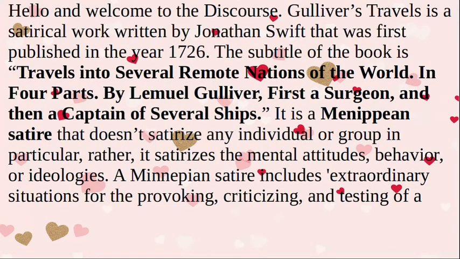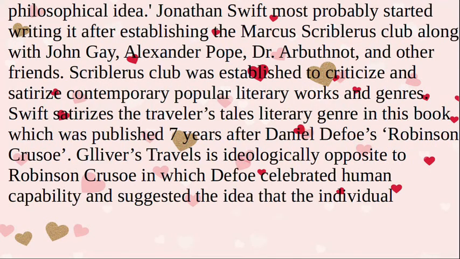It is a Menippean satire that doesn't satirize any individual or group in particular, rather it satirizes the mental attitudes, behavior or ideologies. A Menippean satire includes extraordinary situations for the provoking, criticizing and testing of a philosophical idea.